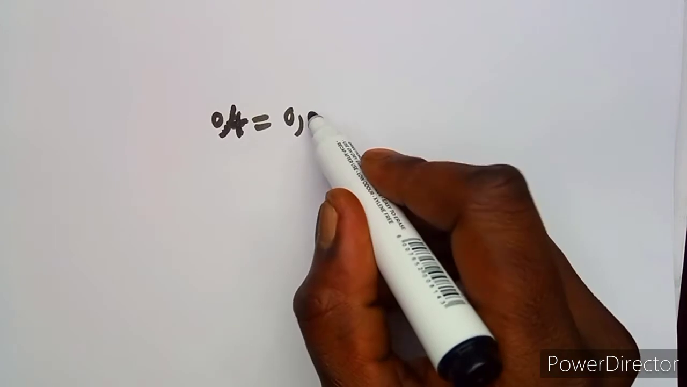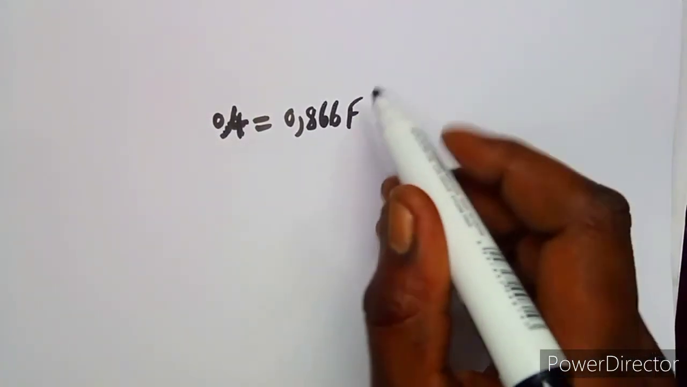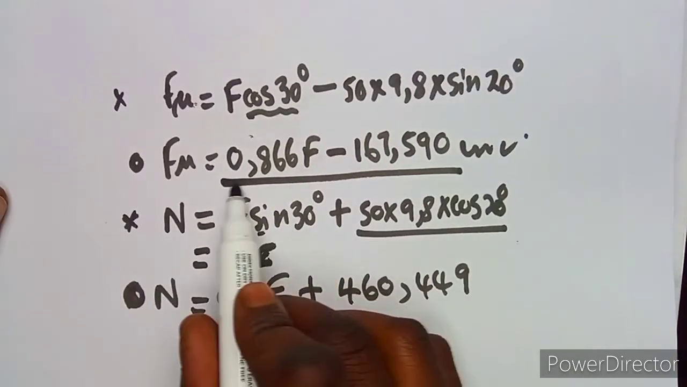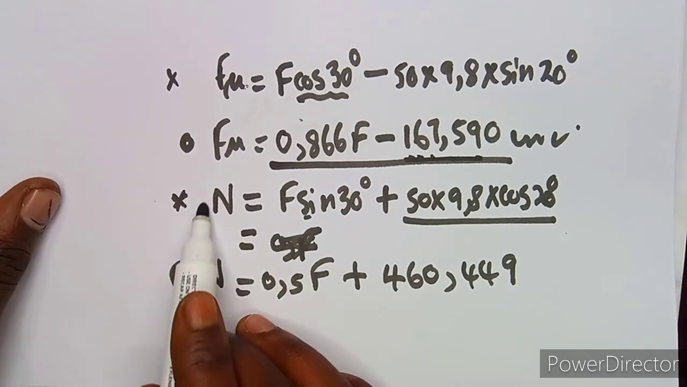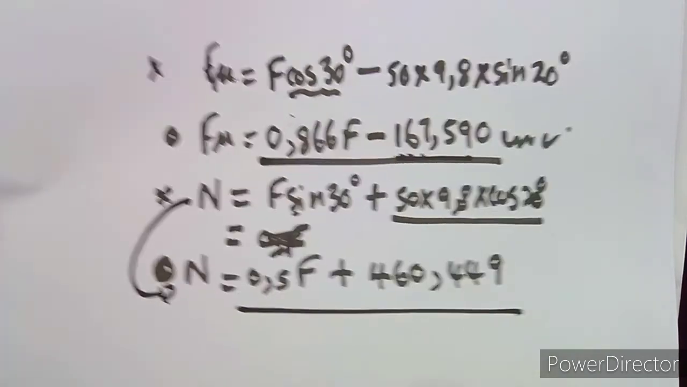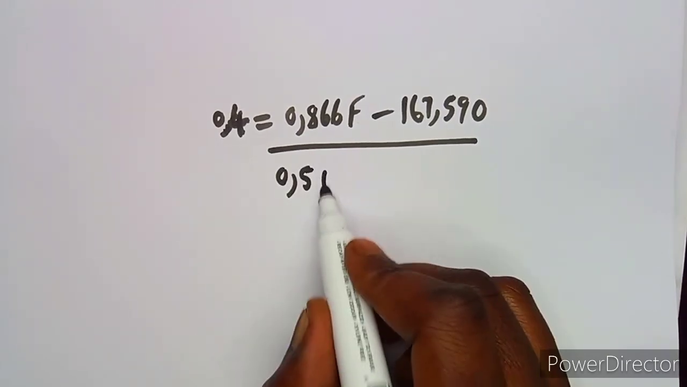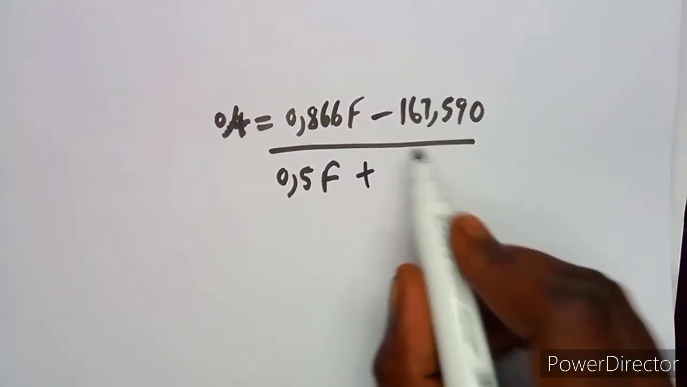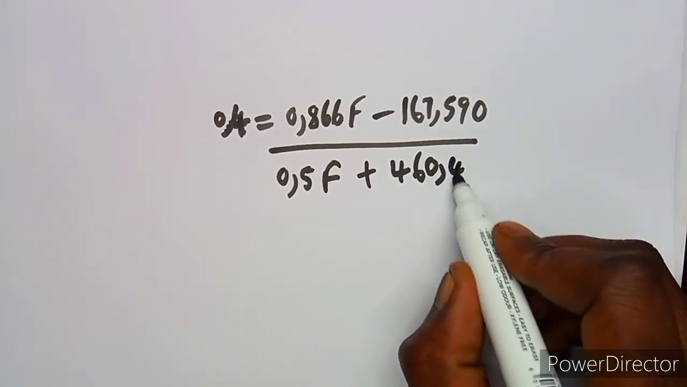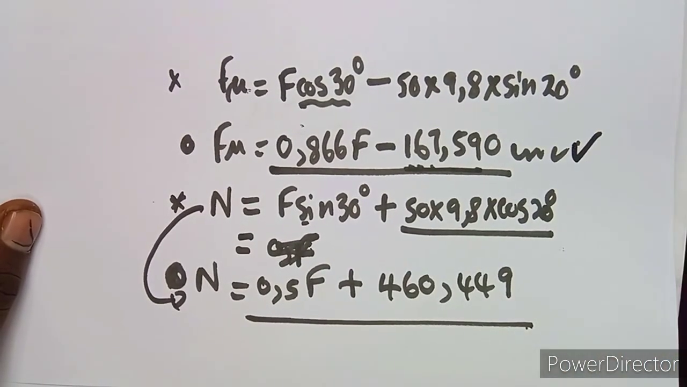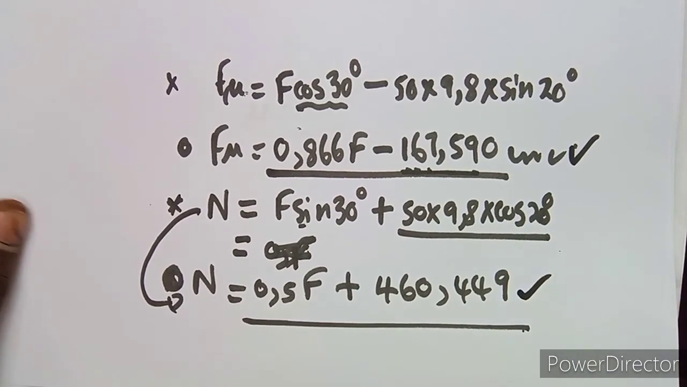All right, so we are going to have 0.4, which is equal to the frictional force over the normal force. So you're going to substitute the frictional force here, 0.866 F minus 167.5, over 590, you substitute this part here, which is your N. So remember what you want to calculate, guys. Always bear in mind that you want to calculate F. That is why you see your answer has got F, because you want to calculate that F. All right, so you formulated an equation now using the frictional force and the normal force.